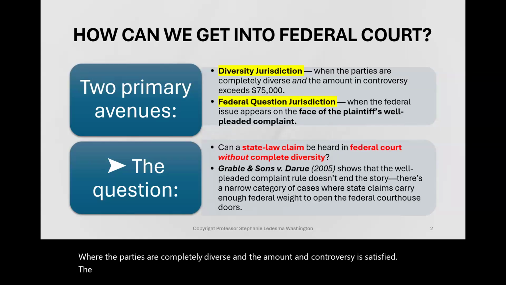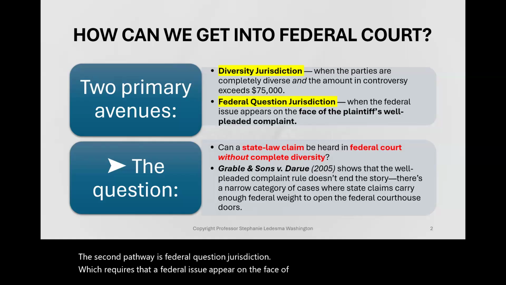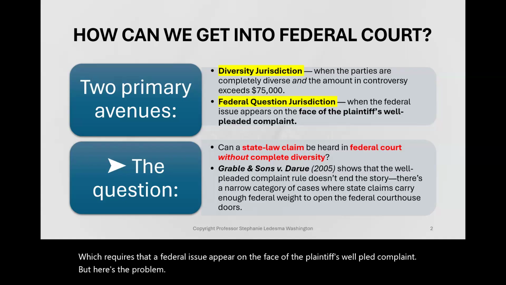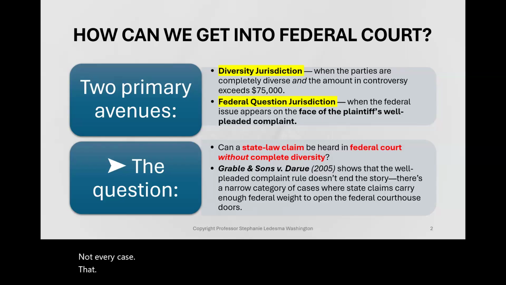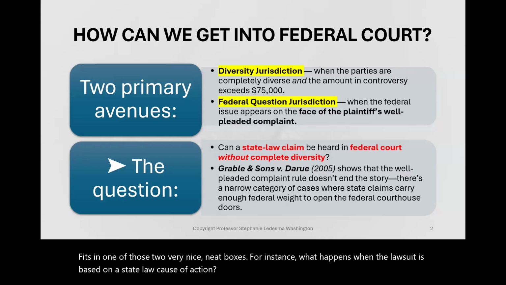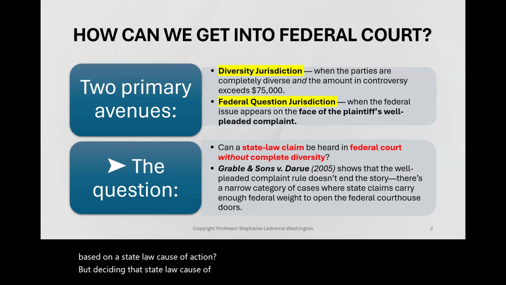The second pathway is federal question jurisdiction, which requires that a federal issue appear on the face of the plaintiff's well-pled complaint. But here's the problem. Not every case that should be heard in the federal forum fits in one of those two very nice, neat boxes. For instance, what happens when the lawsuit is based on a state law cause of action, but deciding that state law cause of action depends on interpreting a federal statute?